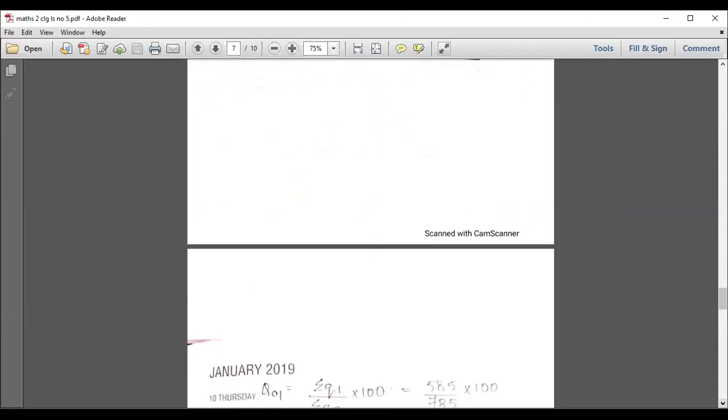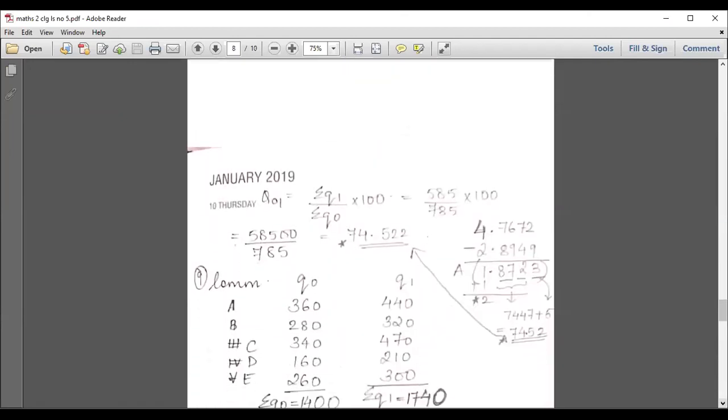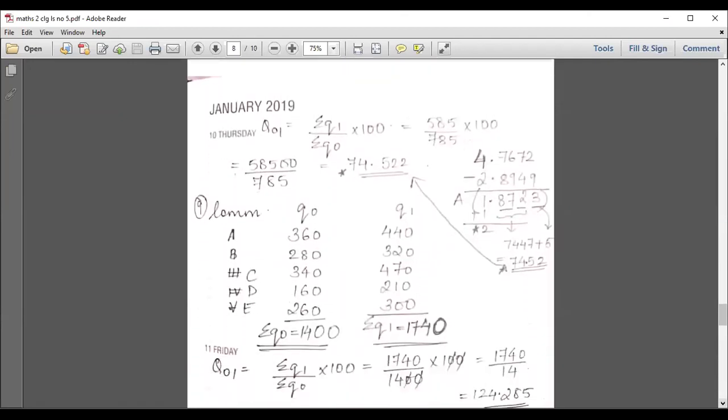Once the totaling is done, then again the formula Q01 is equal to summation Q1 upon summation Q0 multiplied by 100. So 585 upon 785 into 100. So when we multiply, we get 58500 upon 785. So the answer, again with the help of log, I have solved, which I'll teach you all within some time.